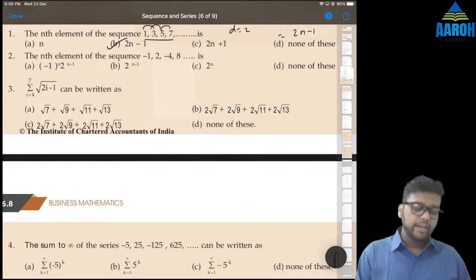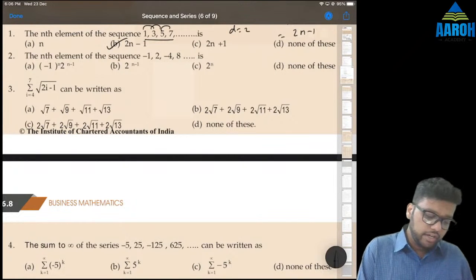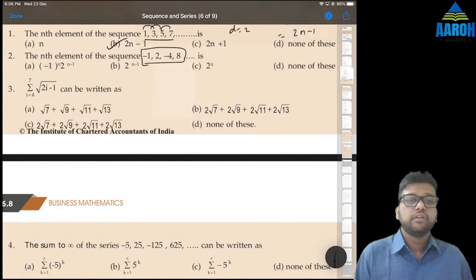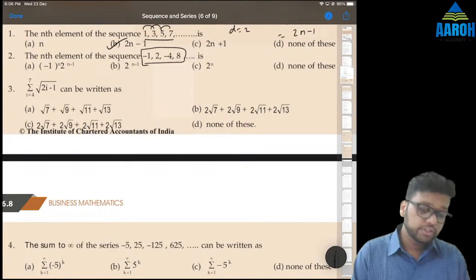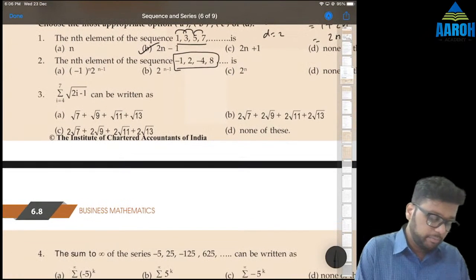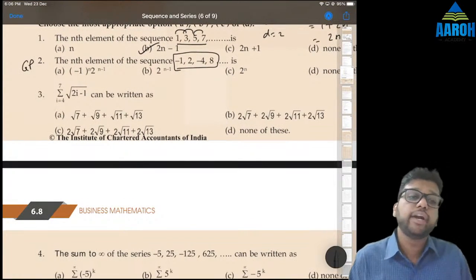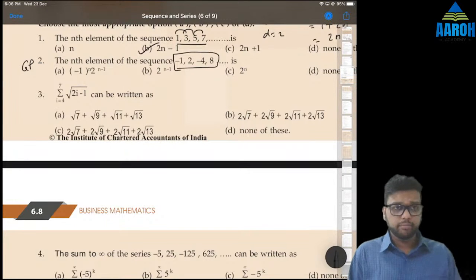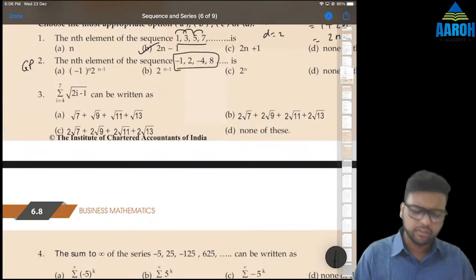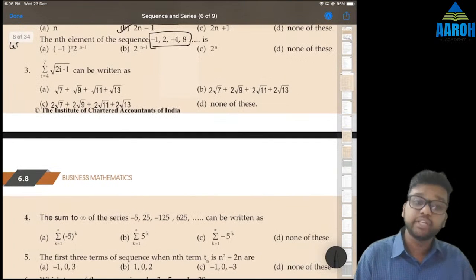Fine. Second, nth element of the sequence 1, 2, minus 4, 8 dot dot dot. Okay, now the problem is this is a geometric progression. This is a GP question. They have included it in AP. So right now let's skip it. We can go by options, but right now let's skip it. We'll do it when we go to GP.